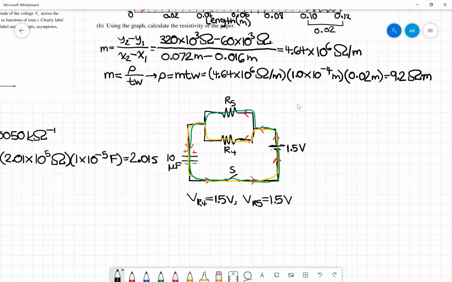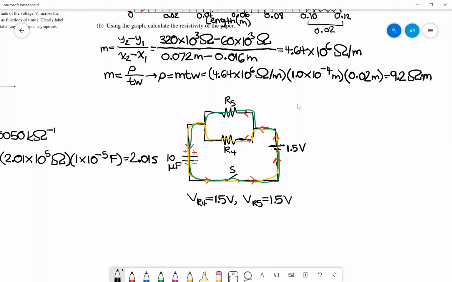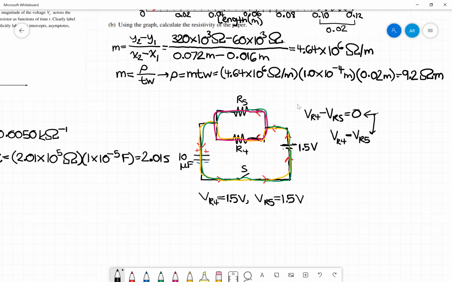Now, next, what I'm going to do is show that the voltage across R4 must equal the voltage across R5. You might already know this or realize this because they're in parallel, but you can show that using the same loop rule. This is also a closed loop. So VR4 minus VR5 must equal zero. When you draw a loop, it loses voltage here, but because it goes opposite to the actual current here, we're going to gain voltage. So we have this equation over here, and this gives us VR4 equals VR5. So we only need one line to represent the voltages of the resistors.